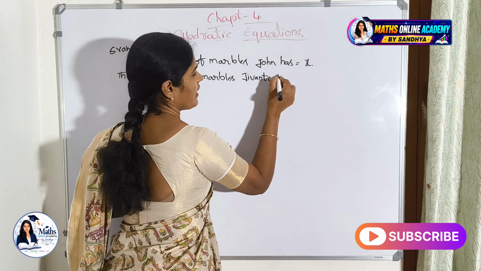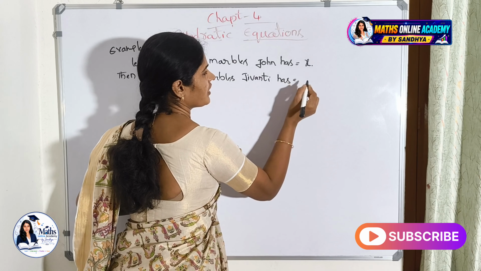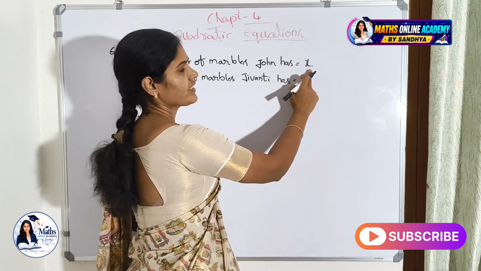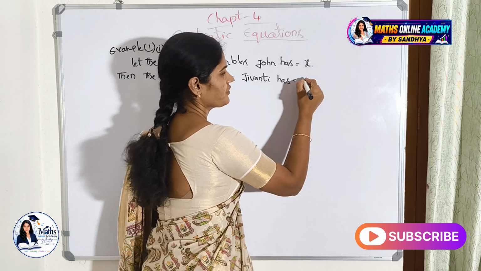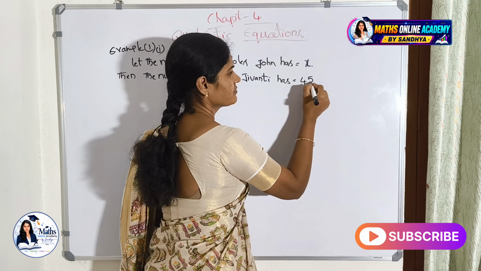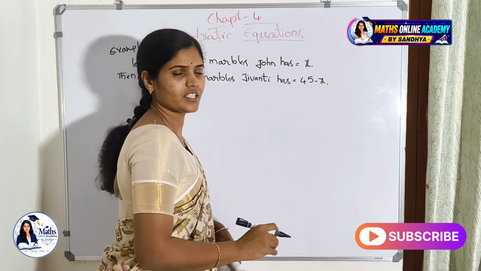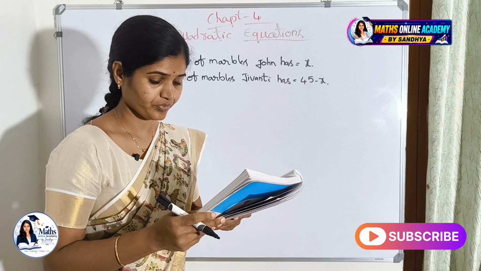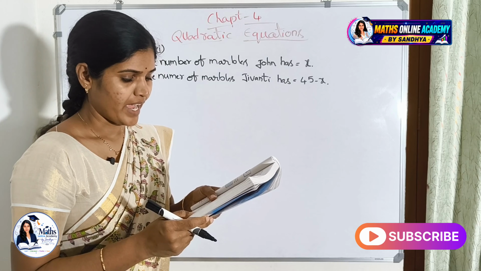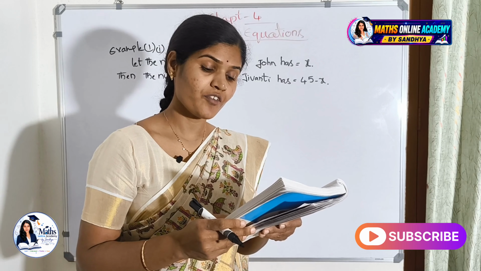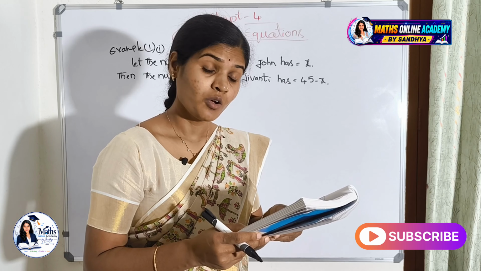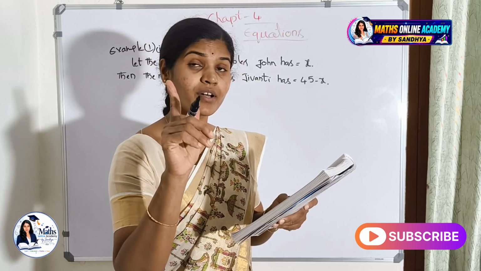Jivanti has what? Total together has 45. John has x means Jivanti has 45 minus x. Yes. Okay. Next, the product of the number of marbles they now have is 124 when both of them lost 5 marbles.